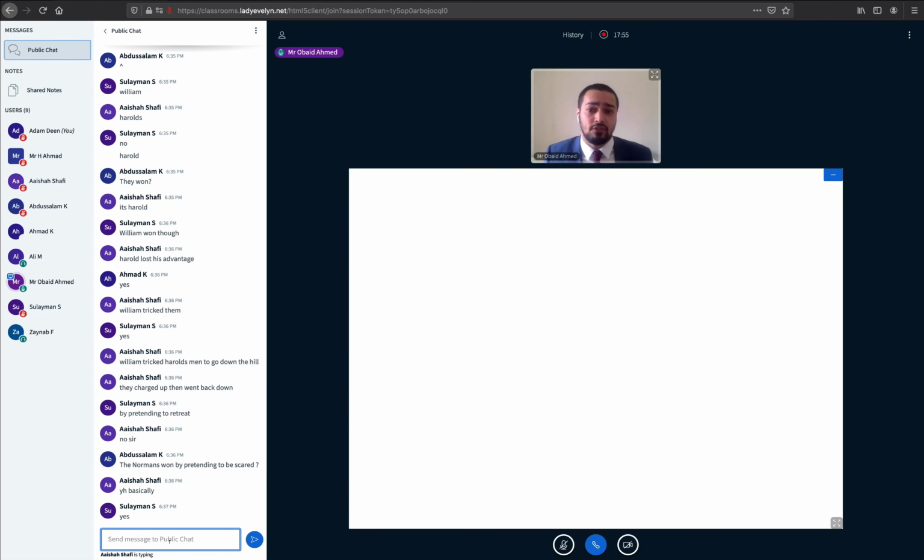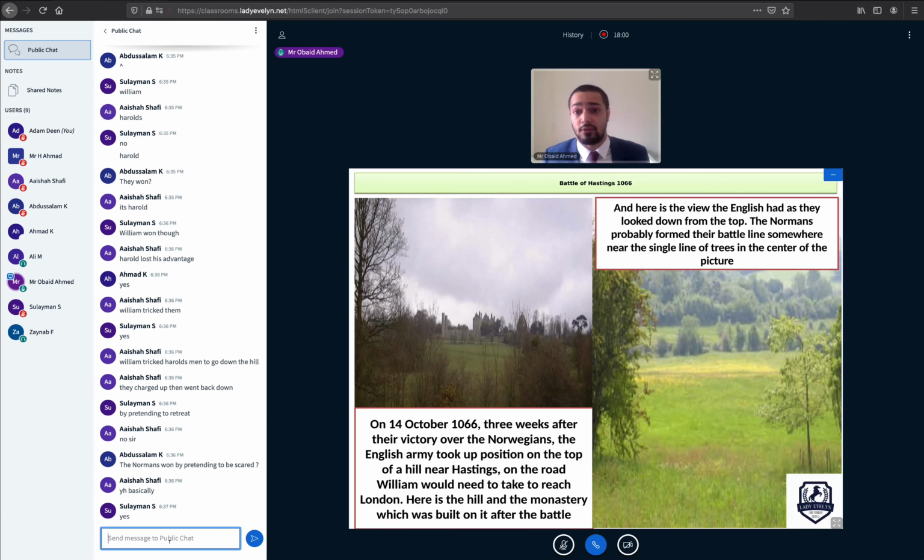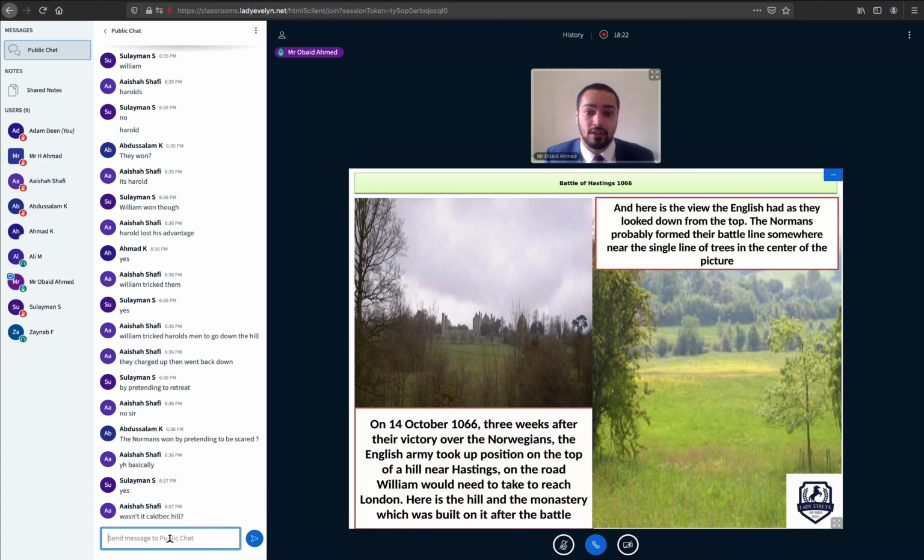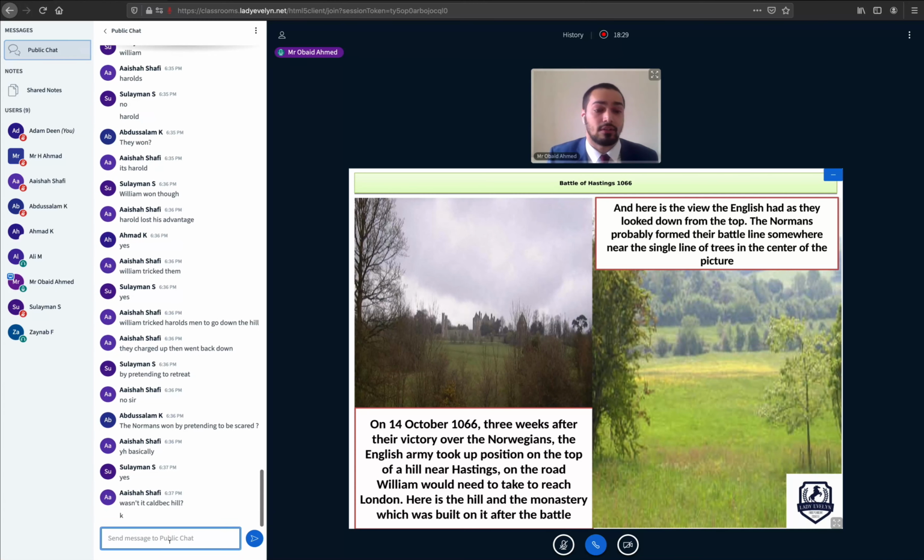Okay, so now I want you to visualize how it must have felt to be both a Norman soldier and an Anglo-Saxon. Here is the view the English had as they looked down from the top. The Normans probably formed the battle line somewhere in between the trees in the center of the picture and near the tree on the left. So on the 14th of October, 1066, 3 weeks after their victory, the English army took up position near Hastings. Wasn't it Cowdebeck? It was Senlac Hill. Yes, Aisha.